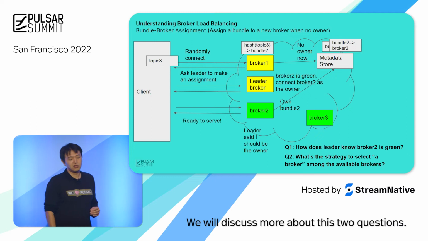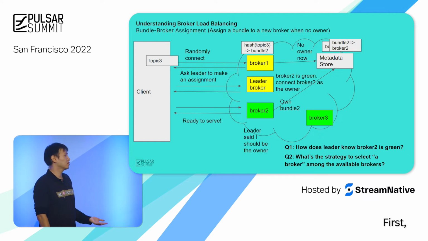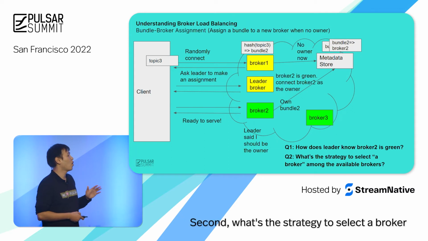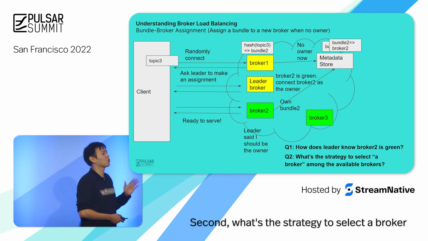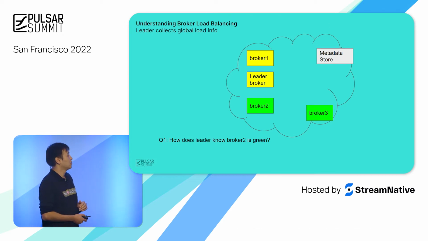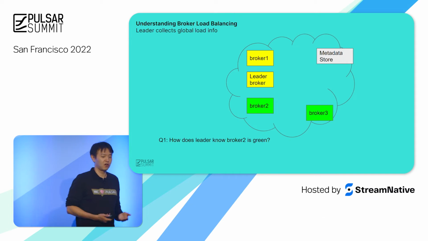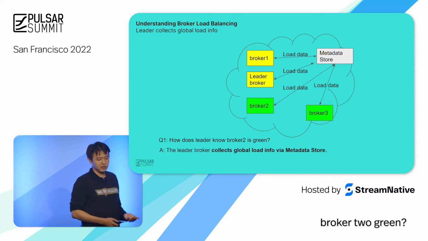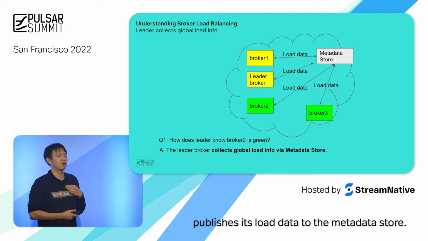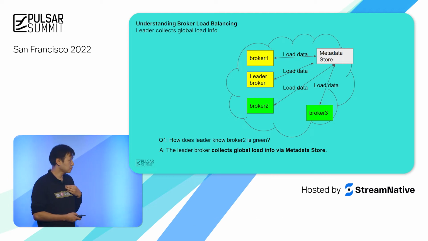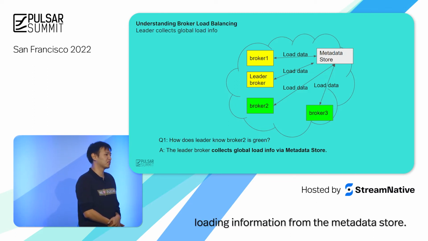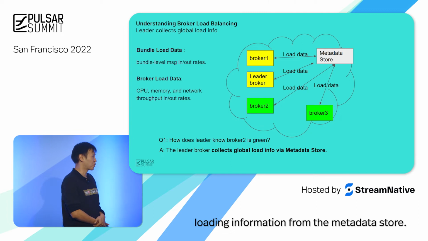We will discuss more about these 2 questions. First, how does the leader know broker 2 is green? Second, what's the strategy to select a broker among the available brokers? So first question, how does the leader know broker 2 is green? In fact, every broker publishes load data to the metadata store. This means the leader broker can collect the global load information from the metadata store.